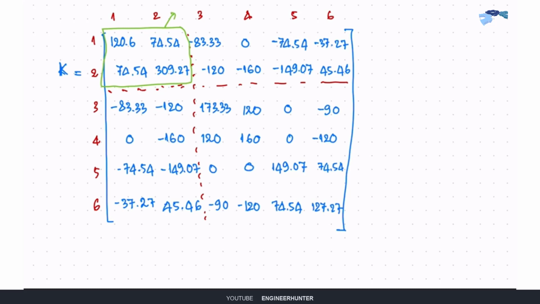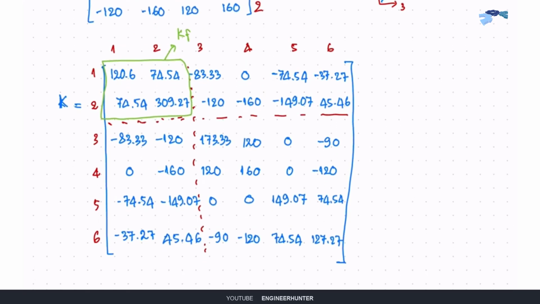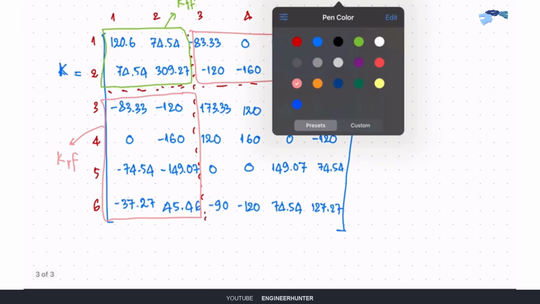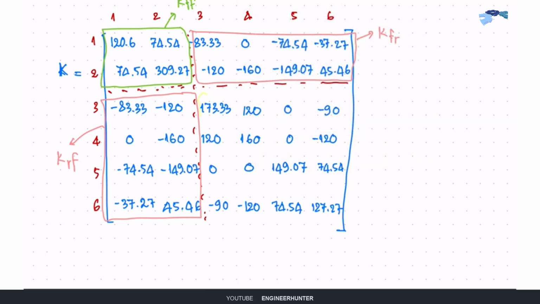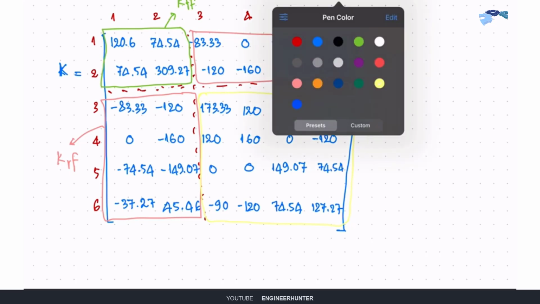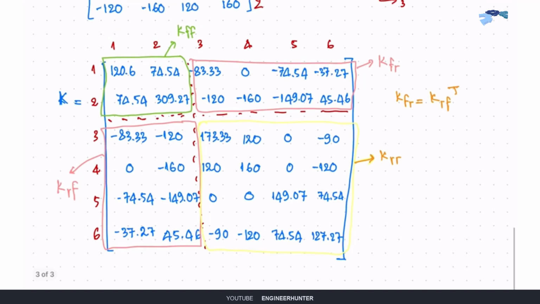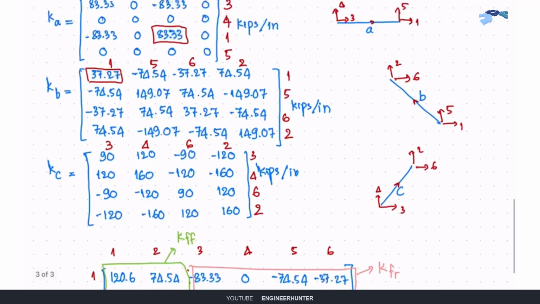So for the first part here, I will call this KFF, and for the second part here, this one is KFO, and this one is KRF, and for the last part here will be KRO. Okay, so we complete the step number 3.